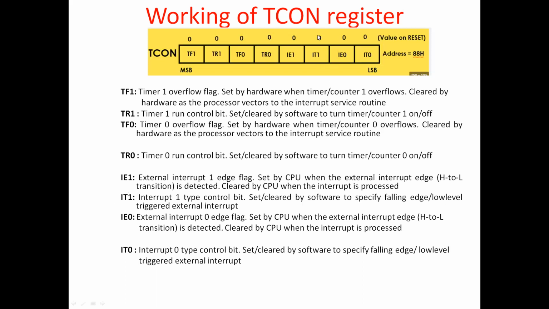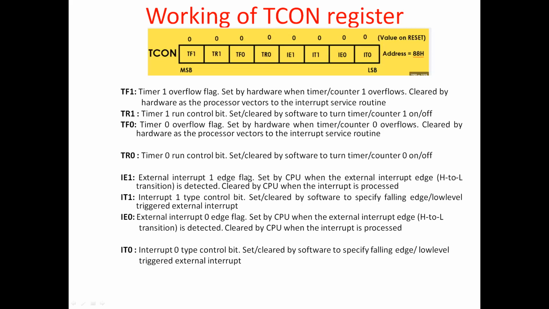Similarly for interrupt 1, is it level triggering or edge triggering? It will be chosen by making it either 1 or 0. Whenever that interrupt is going on, this IE1 bit will become high. When that interrupt is over, this will automatically be made equal to 0. We will not do anything. It will be automatically set and automatically reset. So if you observe, external interrupt 1 edge flag is set by the CPU when an external interrupt edge high to low transition is detected, and cleared by the CPU when the interrupt is processed.